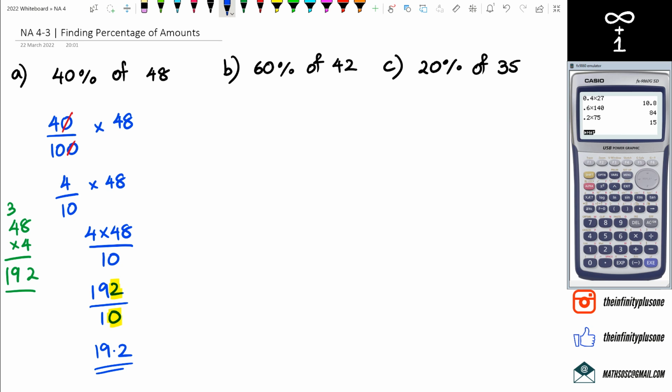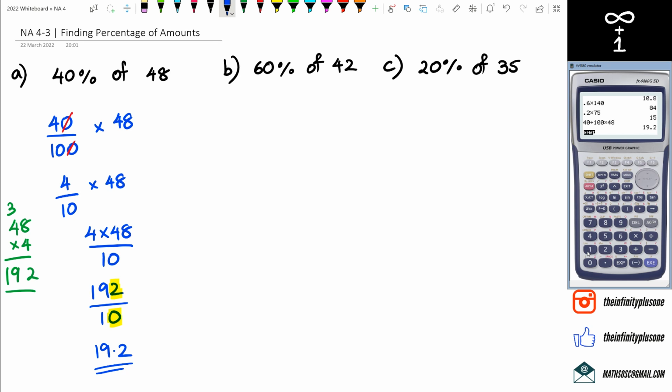So let's just check that. Well, we know what 50% of 48 is. It's half of 48. Half of 48 is 24. So we would expect 40% to be less than 24, and 19.2 looks right, but let's just check it out anyway. So 40 divided by 100 multiplied by 48, and that's going to give us 19.2.